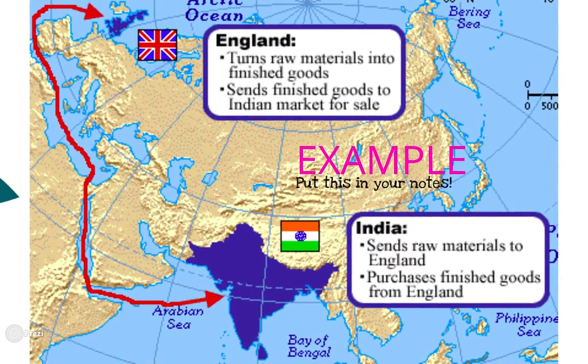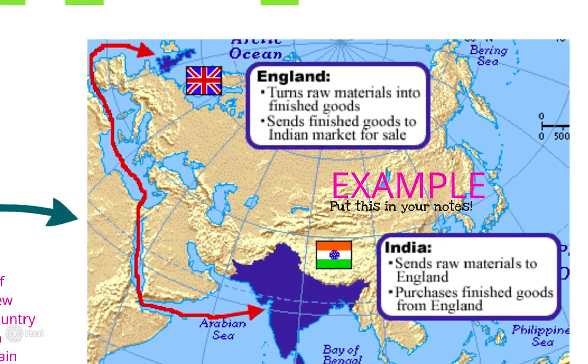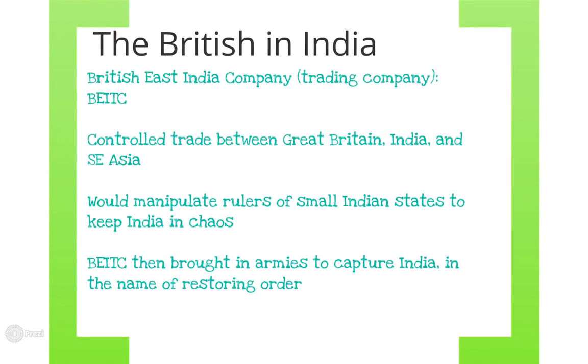So, I'll give you an example here. You need to make sure you put this in your notes. India sends raw materials to England and purchases the finished goods from England. England takes the raw materials and makes them into finished goods, and then sends the finished goods to sale in the Indian market. So, who's benefiting the most? England. Okay?